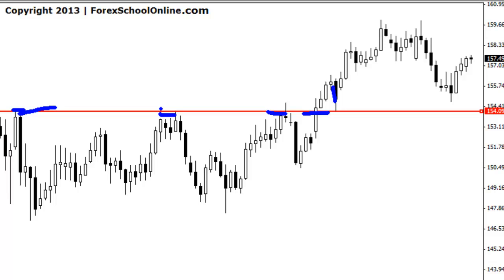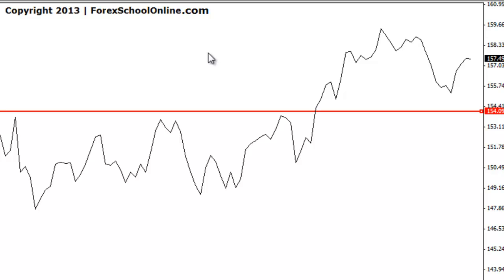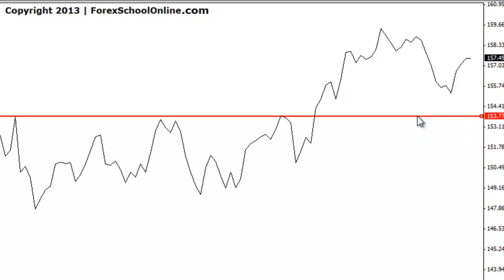Now, if I flip to the line chart, you'll see that I have to move my line a lot lower to get it to act as support. This is where the problem comes in. This is where the problem lies. So if I mark my support level now on the line chart, this is where the problem is for marking support and resistance on line charts on every chart.